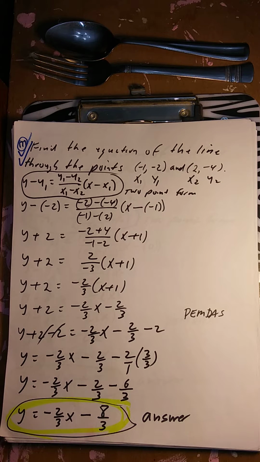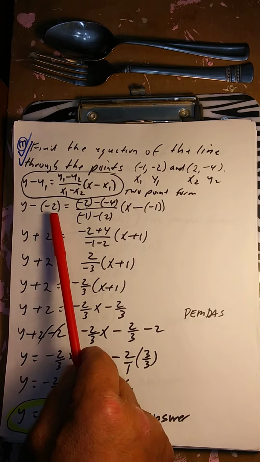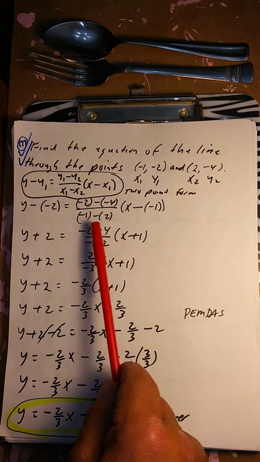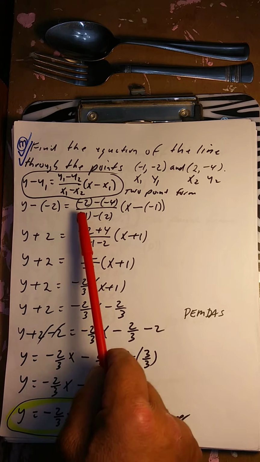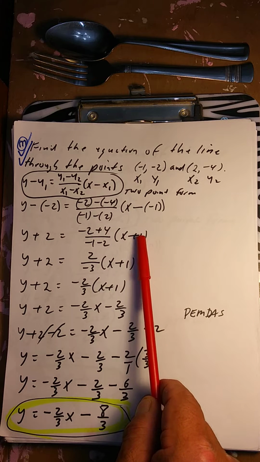An equation of the line through the 2 points. X1, Y1, X2, Y2. Put the numbers in there. Here's Y1, Y2, X1, X2. So now we have negative negative is positive. This would be negative negative is positive. Negative negative is positive. See how that changed?